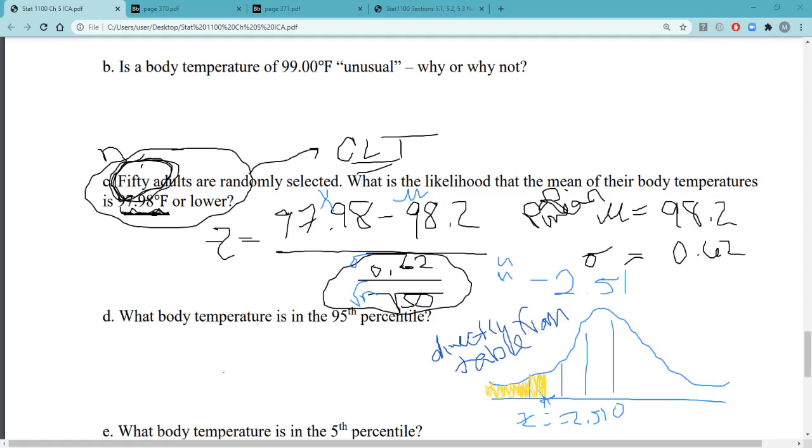When I look up the z-score of negative 2.51 in the table, I can see that it gives me a value of 0.0060. I could leave this as probability, but in general, it's always best to transfer that to percentage form. So I have 0.6%.